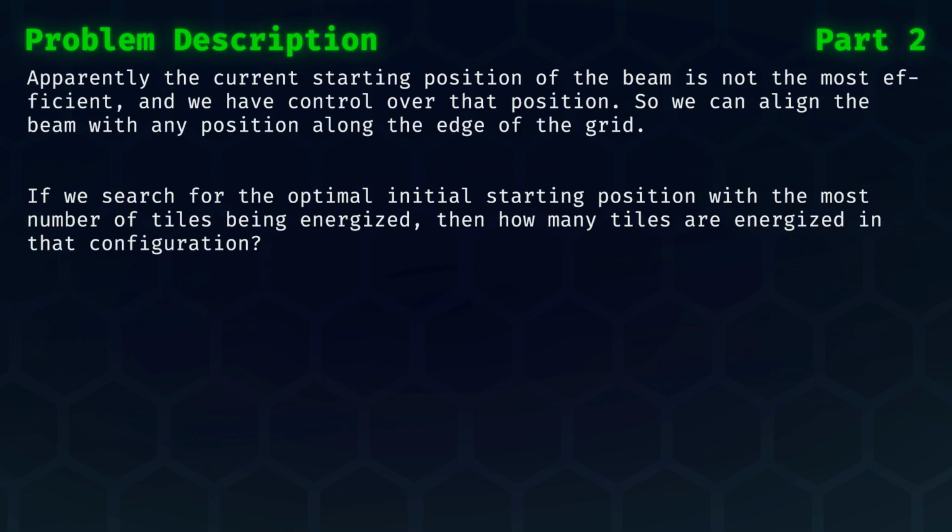Apparently, the current starting position of the beam is not the most efficient, and we have control over that position. So we can align the beam with any position along the edge of the grid. If we search for the optimal initial starting position with the most number of tiles energized, then how many tiles are energized in that configuration?